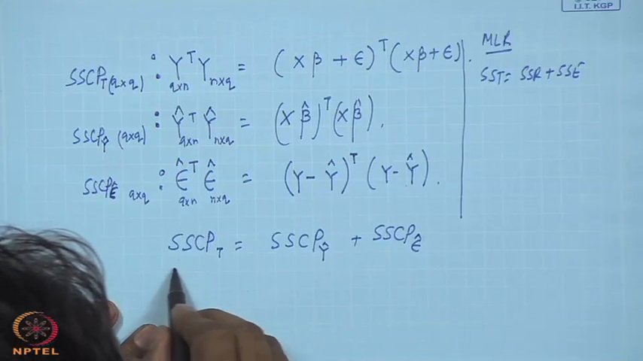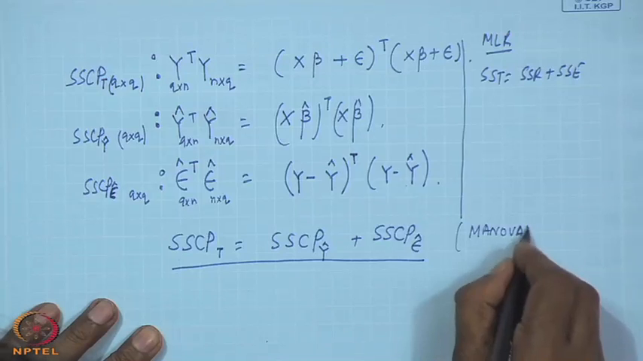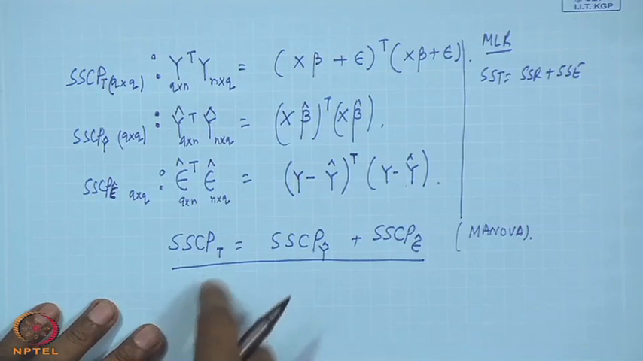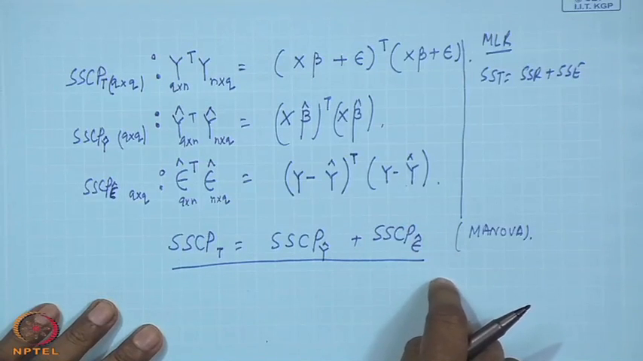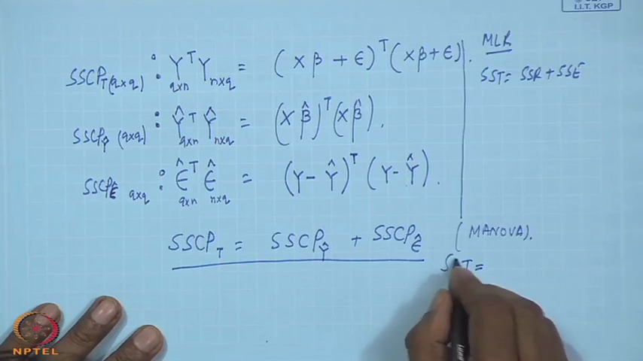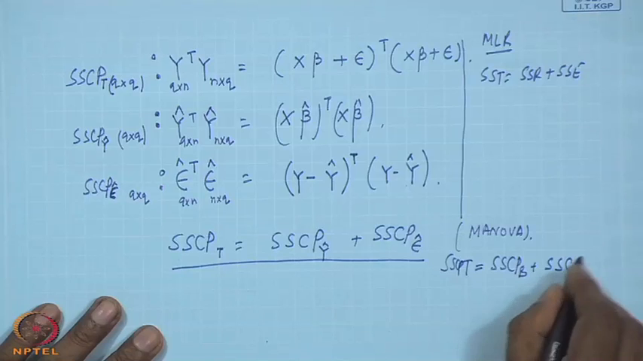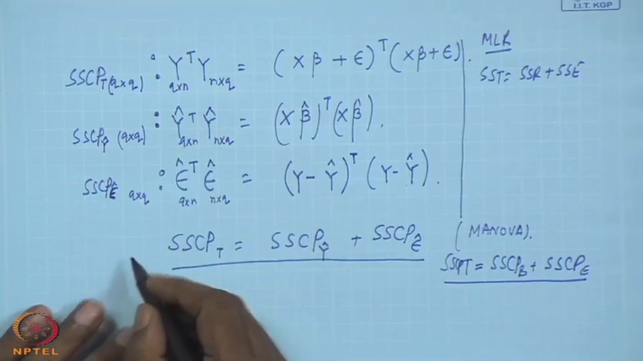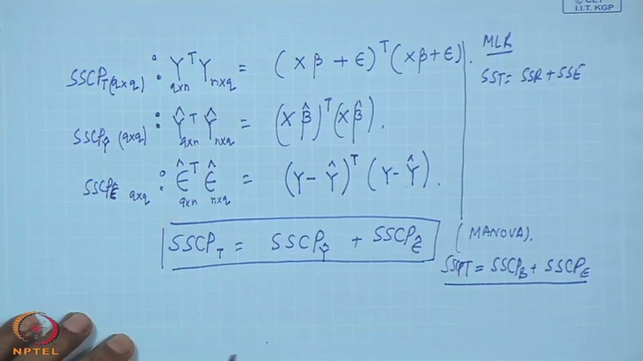Can you find any relationship with this with MANOVA? In MANOVA we have found that SSCP total equal to SSCP between plus SSCP error within. In MANOVA we have used SSCP total equal to SSCP between plus SSCP error. So, because of q y variables, your matrix now becomes like this.